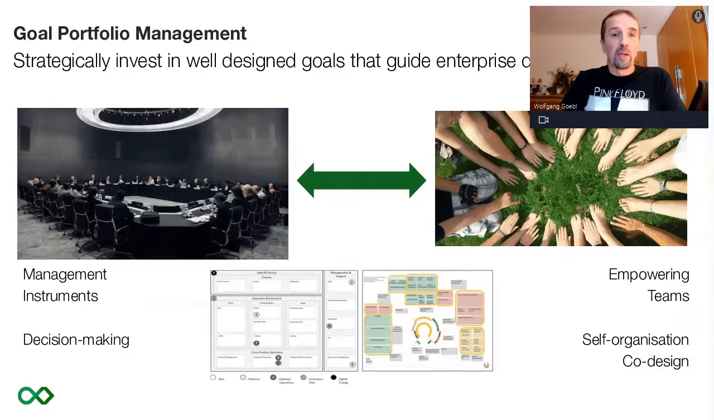Goal portfolio management, as I mentioned before, is very much about making decisions. And we know today more and more decisions are being made by self-organized, autonomous teams. So you have a group of people and they decide what they can decide. But on the other hand, of course, there are huge board decisions. So this is a real boardroom. I think it's of FIFA, the Federation for Football Professionals. And some decisions are made by the C-suite or the top-level executives.